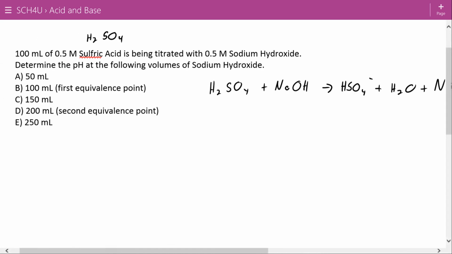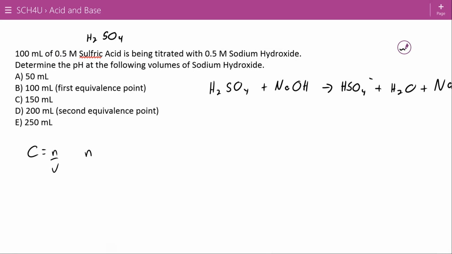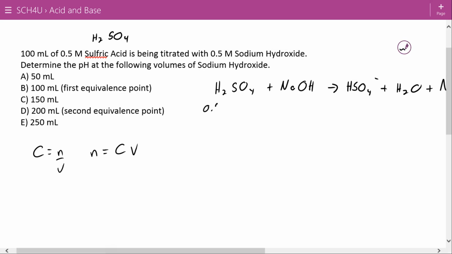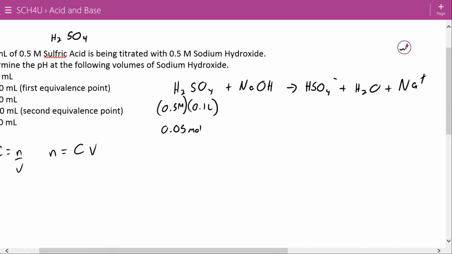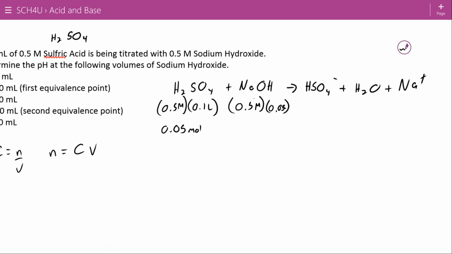So in the first situation, keeping in mind that my concentration is equal to my moles over volume, my moles is equal to concentration times volume. Here, for my concentration of 0.5 molar and my volume of 100 milliliters or 0.1 liters, I have 0.05 moles. For sodium hydroxide, doing the same calculation, 0.5 molar, and now I only have 50 milliliters or 0.05 liters. Now I have 0.025 moles.